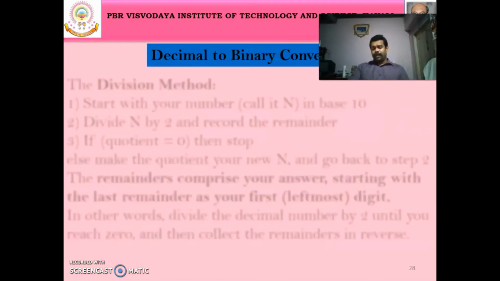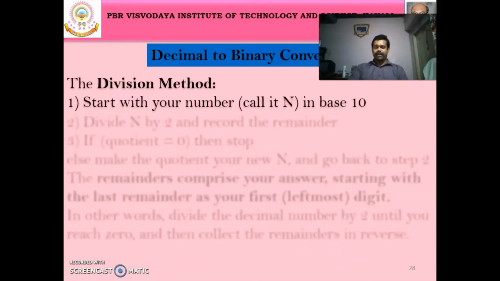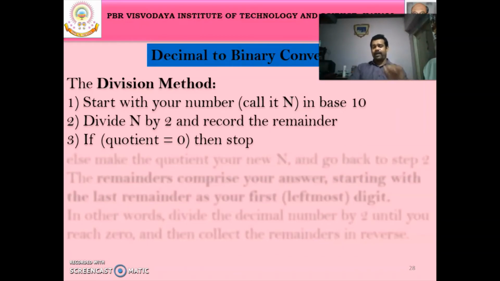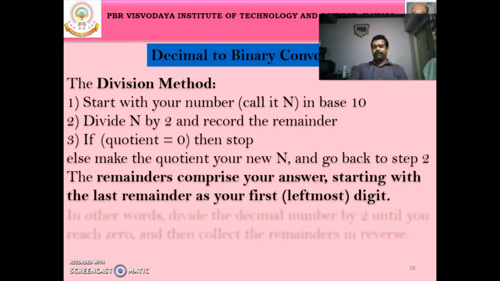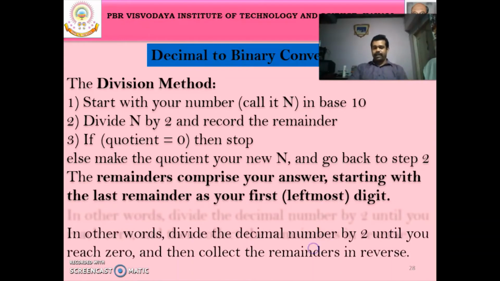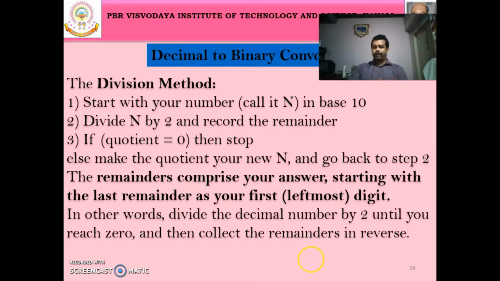Now, next we are going to see the decimal to binary conversion. Previously, we have seen binary to decimal conversion. Now we are going to see decimal to binary conversion. In decimal to binary conversion, we are dividing the decimal number by 2 till we are getting 0 as quotient. Till we get 0 as a quotient, we will be continuously dividing that number by 2 and recording the remainder. After getting a 0 as a quotient, we'll be taking those remainders as the answer.